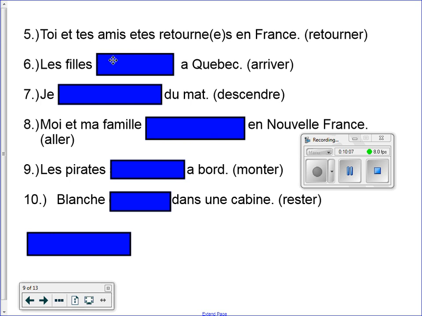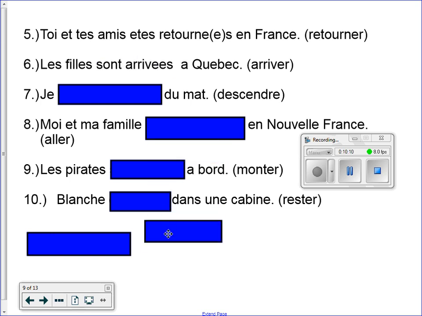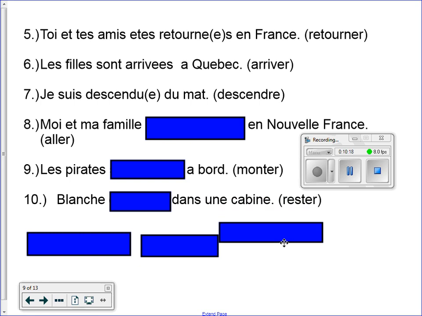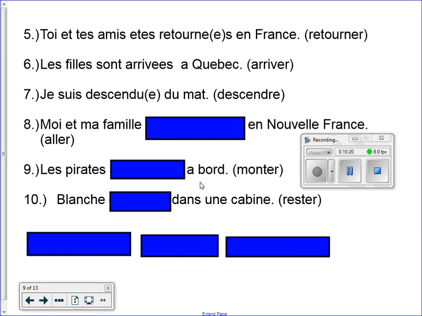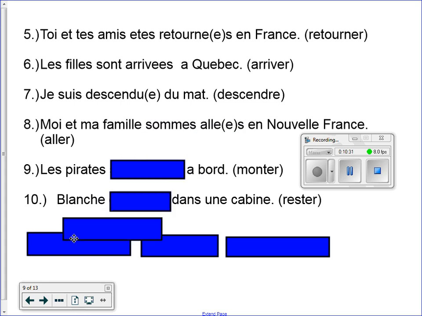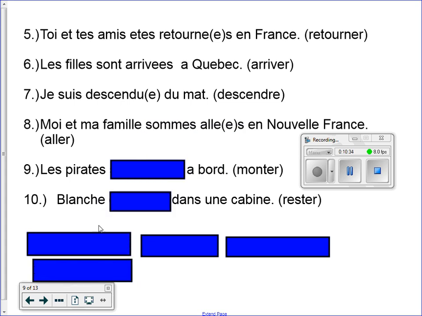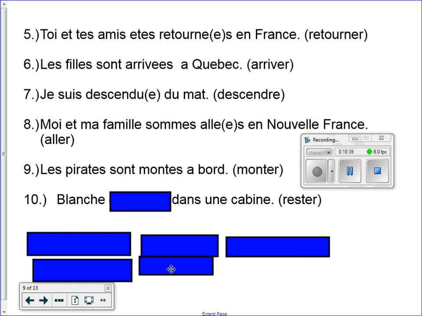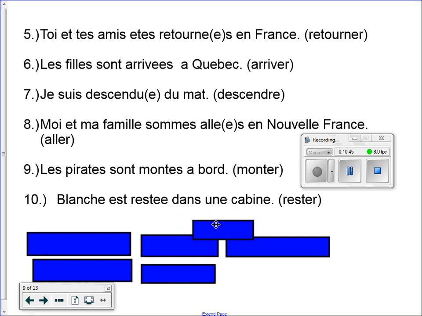Les filles sont arrivées à Québec. We've got je suis descendu du mât. Again, I'm not assuming that it's a masculine or feminine person, so an E in brackets just in case. Moi et ma famille sommes allés en Nouvelle-France. Les pirates sont montés à bord. Finally, Blanche est restée dans une cabine.